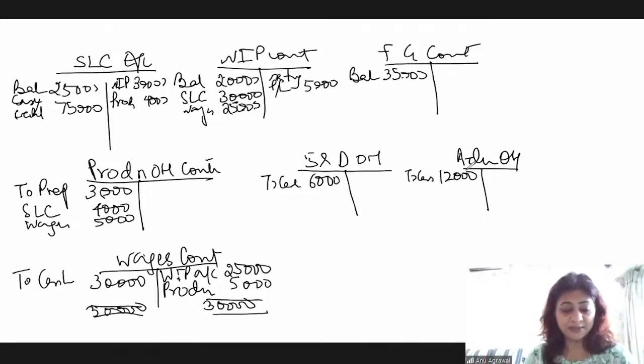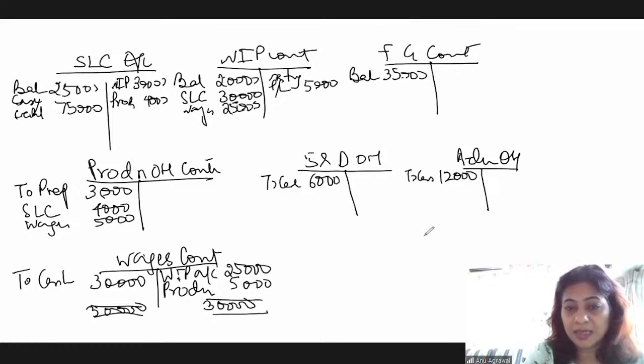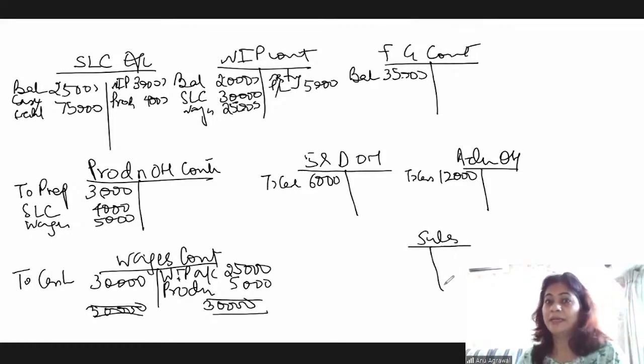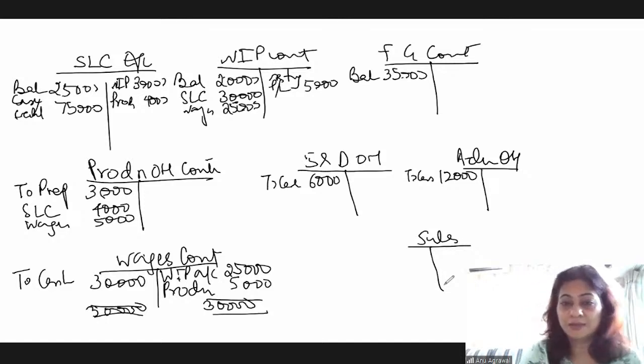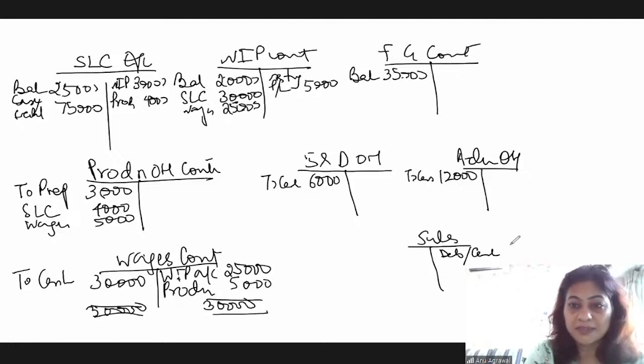Then they have said sales. Sales is 1 lakh. So I would record the sales account. How will I record? How will I record sales? Debtor account debit to sales. So it will be debtor account or cash account to sales. How much is it? 1 lakh.